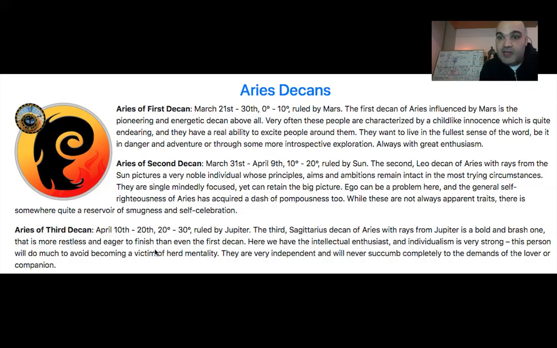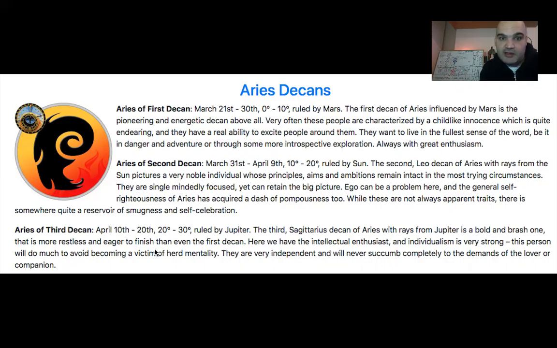So the first decan of Aries is influenced by Mars and is the pioneering and energetic decan above all. Very often, these people are characterized by a childlike innocence, which is quite endearing, and they have a real ability to excite people around them. They want to live in the fullest sense of the word, be it in danger and adventure or through some introspective exploration, always with great enthusiasm.